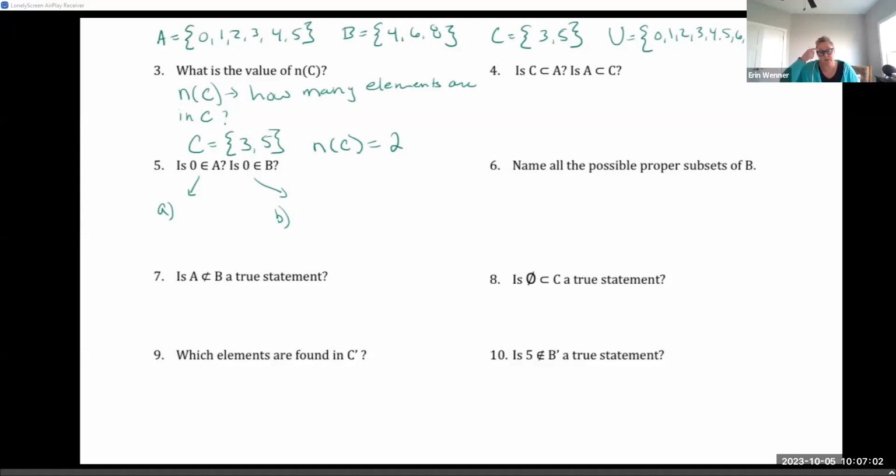So again, when we're answering the question of, is it an element? We say, do we see it in that list? Meaning when I look at set A, the numbers from 0 to 5, well, since 0 is in that list, we would say that yes, 0 is an element of A, right?